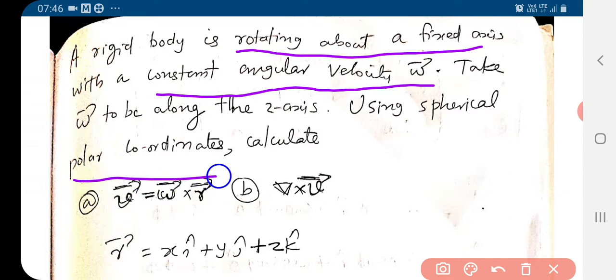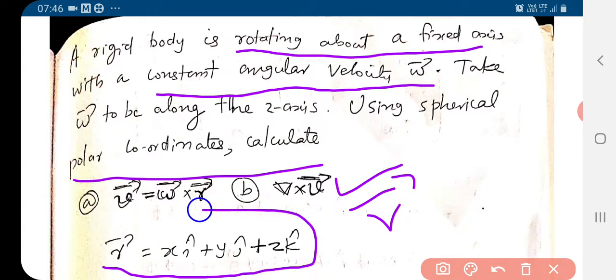Using spherical polar coordinates, calculate v equal to omega cross r and del cross v, where r is the position vector which we know, which is xi plus yj plus zk. So v, the velocity, that is omega cross r, has to be found out. Then we have to determine del cross v. So first of all, we have to determine this r in spherical polar coordinate system.